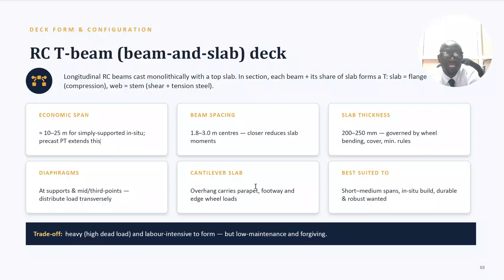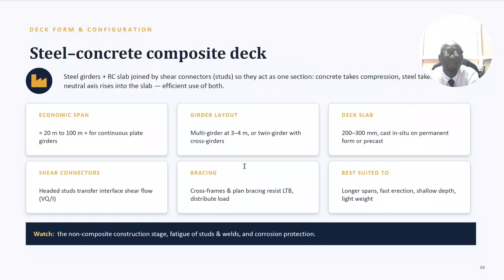So you have the cantilever slab overhang, which carries the parapet, footway and edgeway. It is best suited to short to medium span, in situ build, durable and robust. The trade-off here is heavy, high dead load and labor intensive to form, but low maintenance and forgiving.